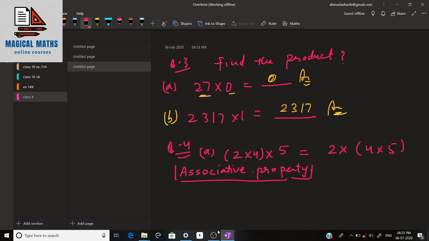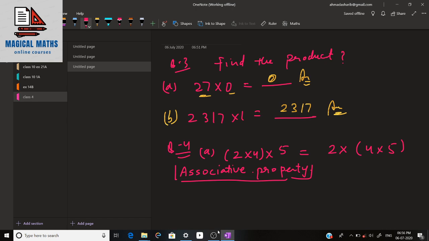I'm giving you one more example so that it becomes clearer. For example, if I have written 3 into 5 in bracket, then outside the bracket I have written 7. On the other side, if I write 5 and 7 in bracket, and outside the bracket there is 3, with the sign of equal between them, then this property is called associative property. So do not forget this property, because this is very important. You should always remember what kind of property is being used in the particular question.